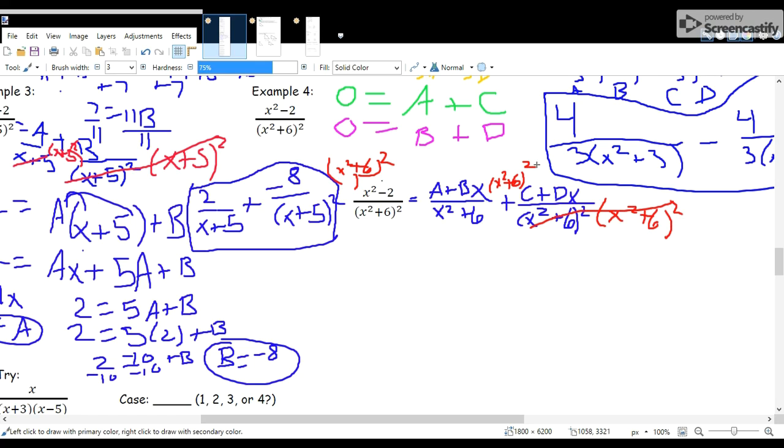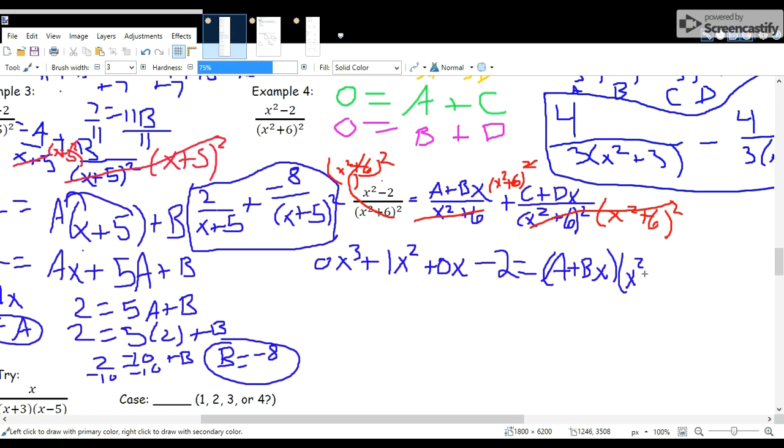So those would cancel, and one of these would cancel, and both of those would cancel. So what we have left, and what we can think of, is 0x cubed plus 1x squared plus 0x minus 2 equals (a plus bx) times (x squared plus 6) plus (c plus dx). So from here you can use the box or FOIL method to multiply each of these out.